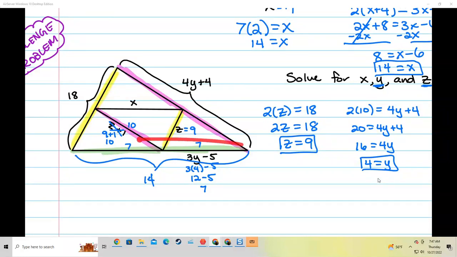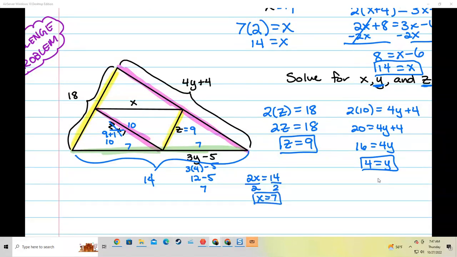This big piece is equal to two of these pieces. So what I can write is that 2x is equal to 14. Divide both sides by 2, and I get x equals 7.